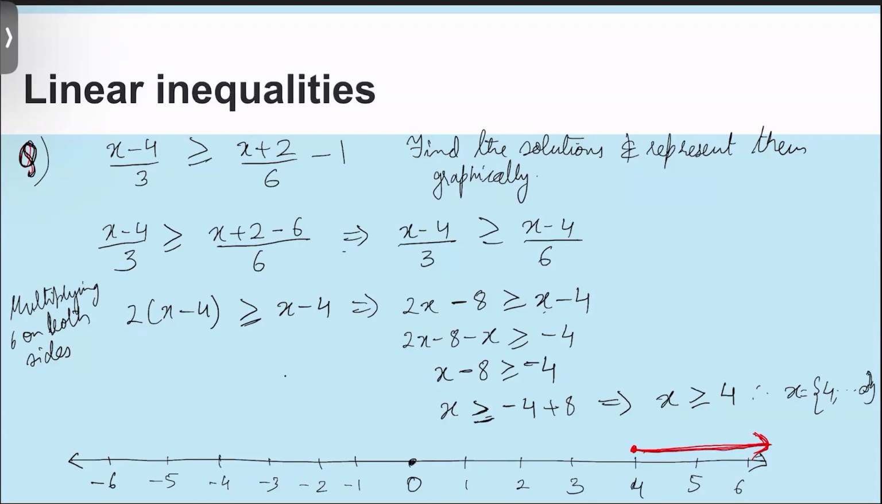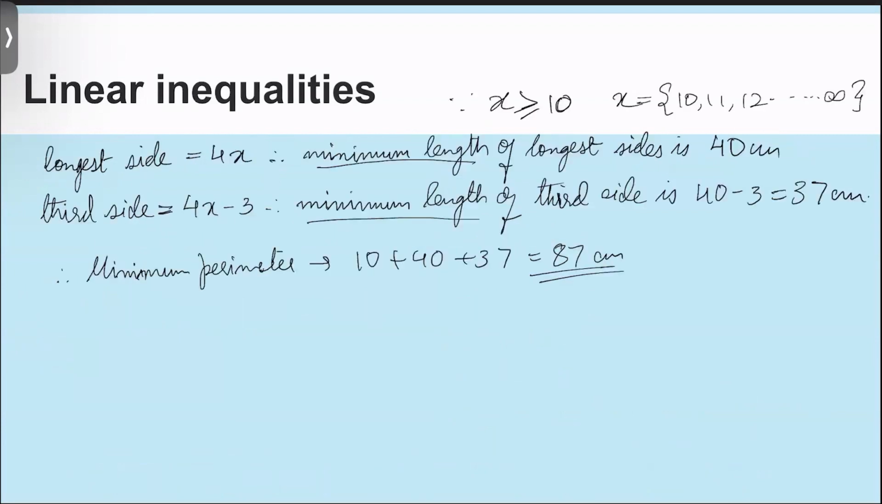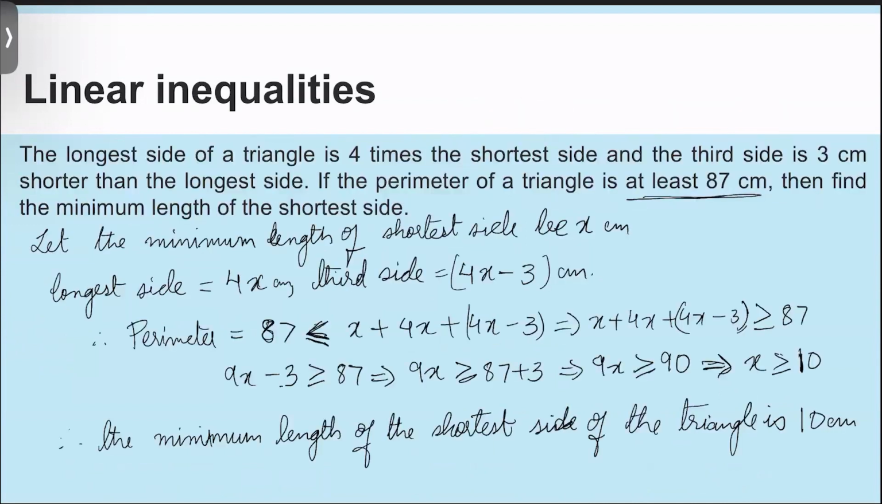So you can see that it is easy for us to solve linear inequalities, and the help comes when we have to find the limit of certain things. Suppose we had to find the minimum length of the sides of a triangle, or minimum number of marks, or minimum temperature, minimum speed. Any statement that is given to you, you try to write down all the conditions that are mentioned. Then you form your linear inequality.